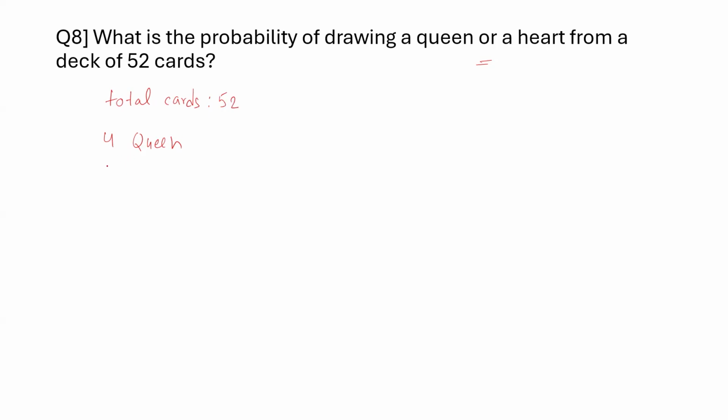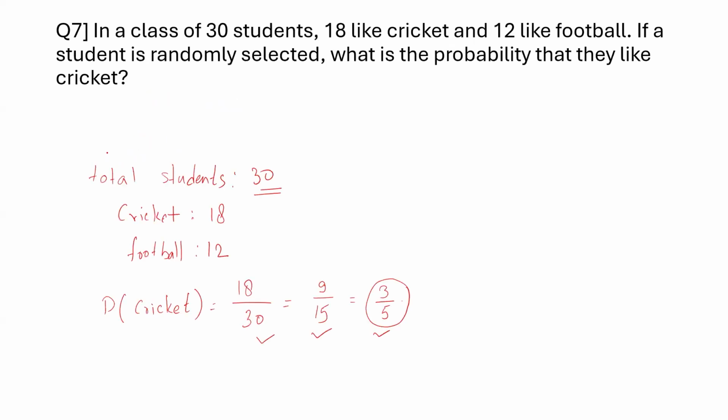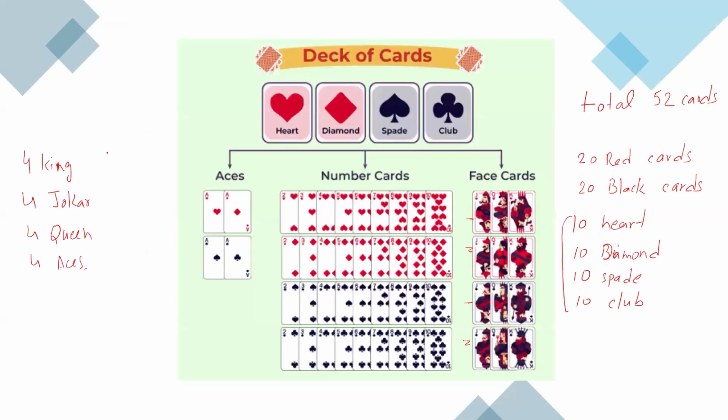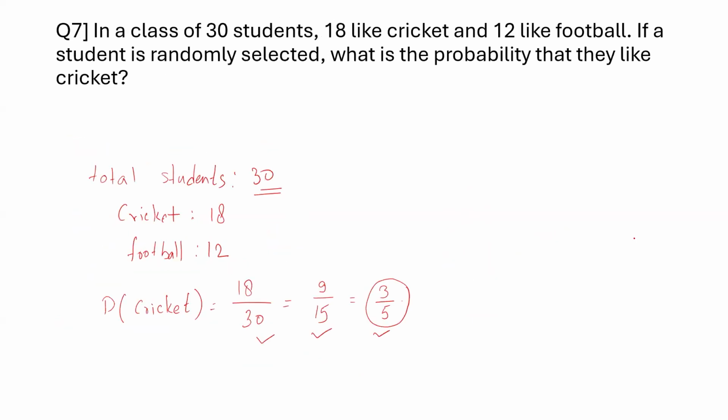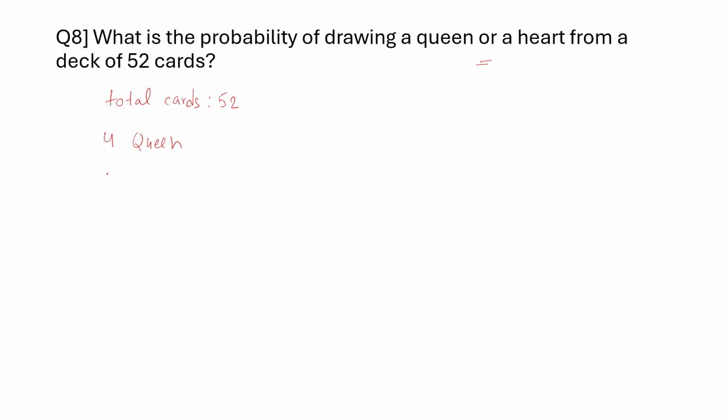And how many hearts are there? Let's see how many hearts are there. I have already told you, you have 10 hearts, right? So let's go back to the problem. So 4 queens and 10 hearts. These are the scenarios. Now, what is the probability? So the probability of picking a queen is, how many queens are there? Queen cards, you have 4 cards, right? How many total cards are there? 52.